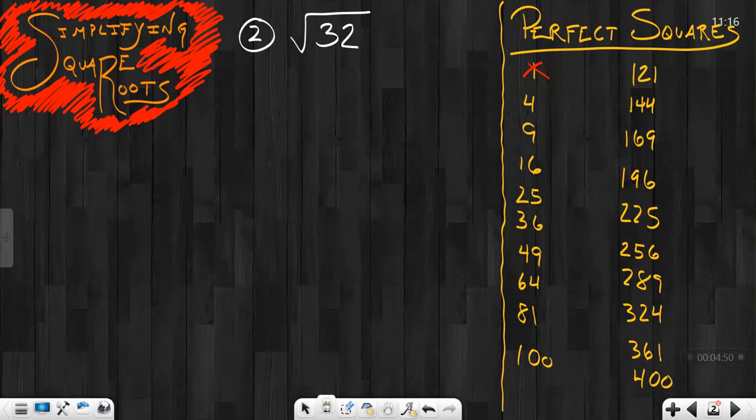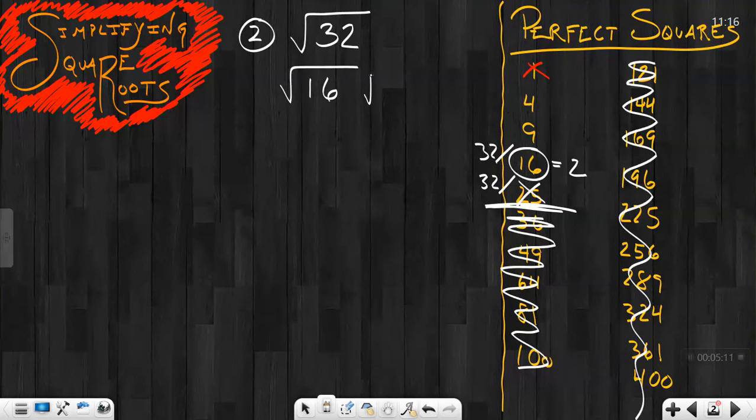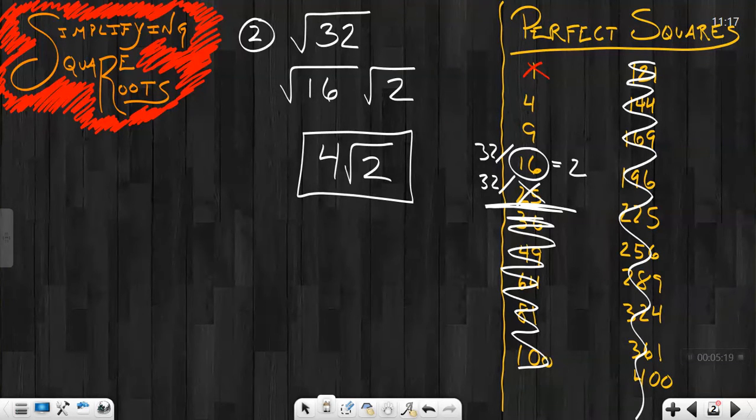So in this case, 32. What's the largest perfect square number that goes into 32? I'm going to draw my line right here. None of these will work because they're all greater than 32. So 25, can 32 be divided by 25? Nope. 32 divided by 16, that's 2. There it is. So I'll rewrite this as the square root of 16 times the square root of 2. Square root of 16 is 4. Square root of 2 I can't do without getting a decimal, and therefore that's my final answer.